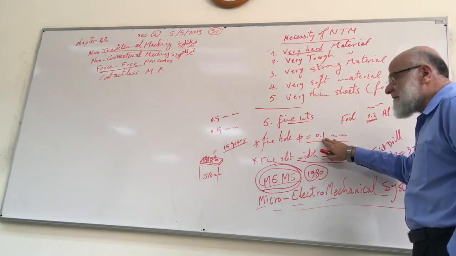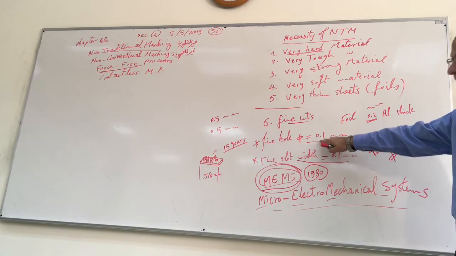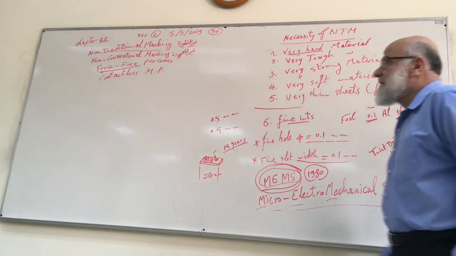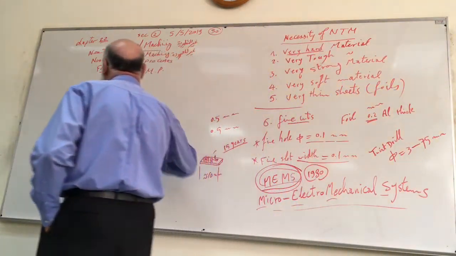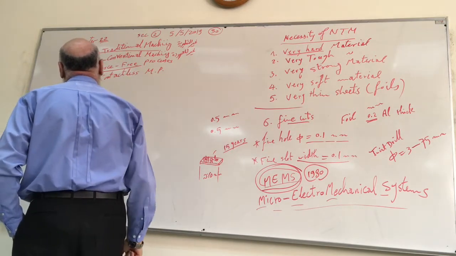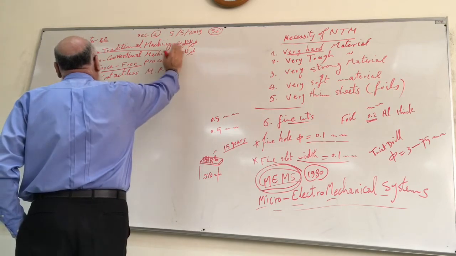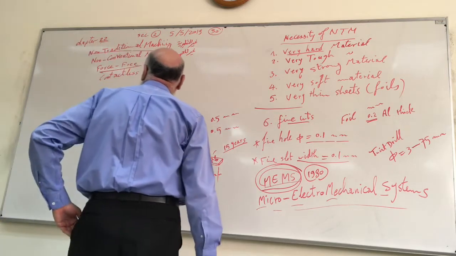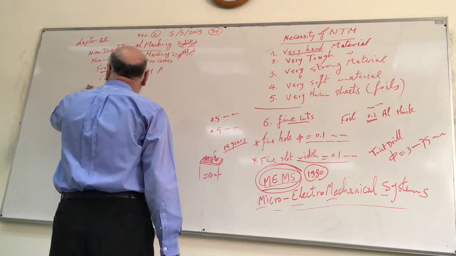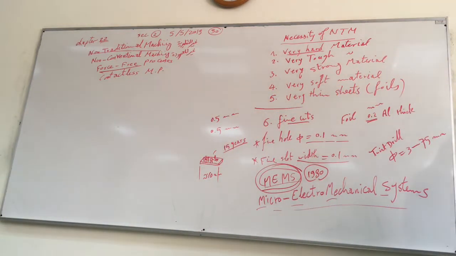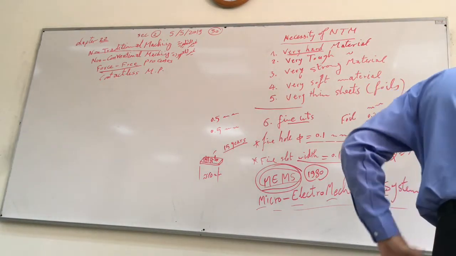Therefore, they should cut a hole of 0.1 millimeter. They will use a slot width of 0.1 millimeter, using these non-traditional or non-conventional processes, not the traditional machining processes, which are turning and milling, conventional, okay? And you will observe that there is no contact between the tool and the organs.